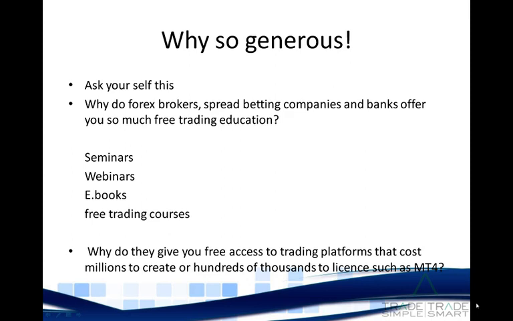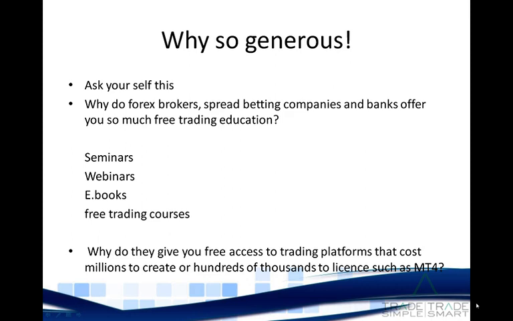Okay, now many of them will also give you free access to trading platforms such as MT4. Now, these platforms are not cheap. Not only to those who develop their own trading platforms, such as many of these spread betting houses and many of the broking firms, these platforms cost millions to create. Okay, they cost literally millions to create. And even licensing something such as MT4 can cost hundreds of thousands of pounds. And these are generally given out free to clients once you sign up for their services.